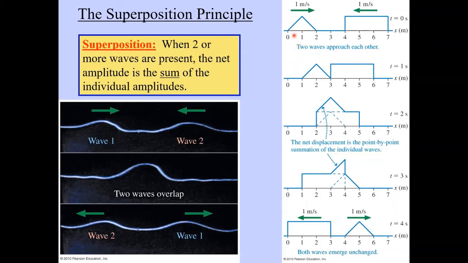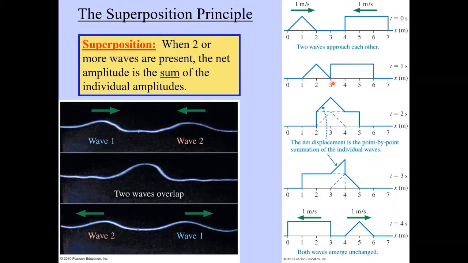Another example, this illustration here shows the effects of superposition in a little more detail. Let's suppose we have a triangular shaped wave here that's moving to the right at 1 meter per second, and over here we have a rectangular pulse shaped like this moving to the left at 1 meter per second. So what happens is as they approach each other, a second later, they've each moved 1 meter, so they just start to interact right here.